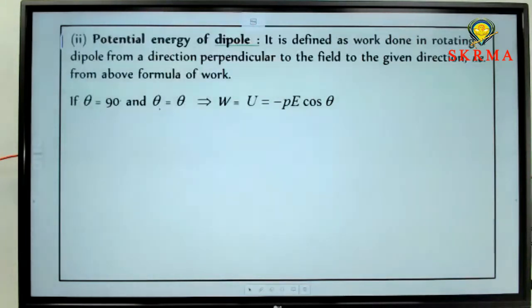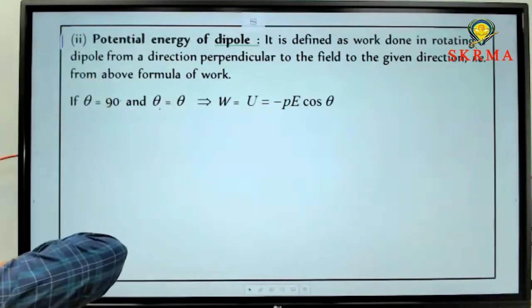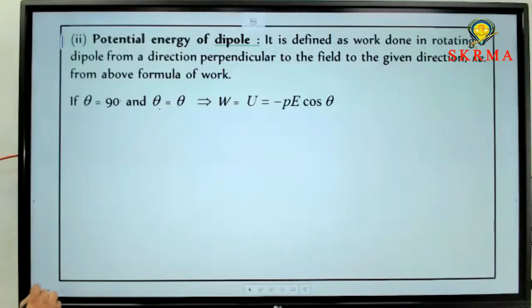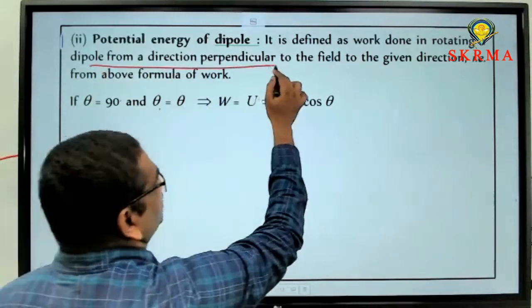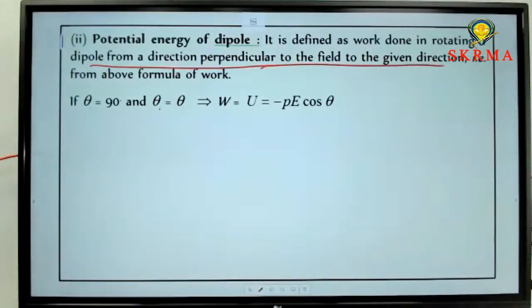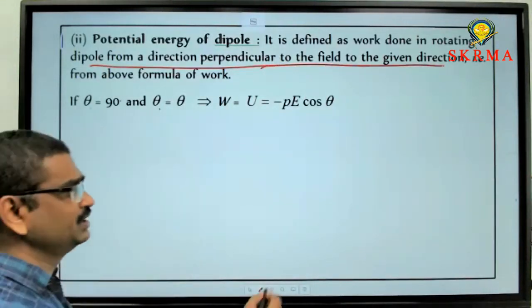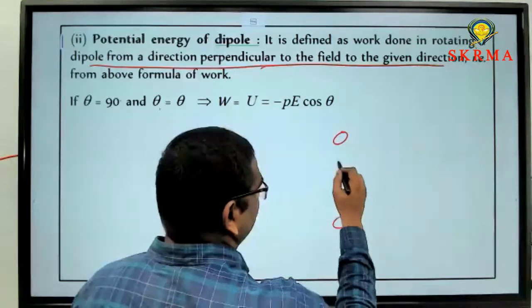Next one. Now, try to solve this one. Potential energy of the dipole. Potential energy is nothing but the negative of the work done. Now, for example, take this example. A dipole is rotated from an angle perpendicular to the field to the given direction. Initially, the dipole is placed perpendicular to the electric field.